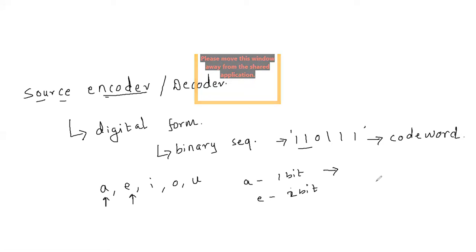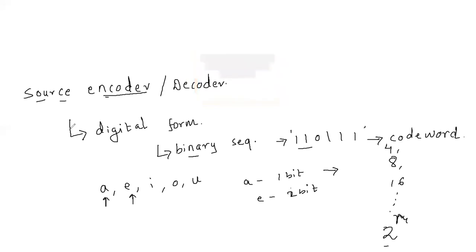So the code word can be of any size. It can be a 4-bit code word, an 8-bit code word, a 16-bit code word, and so on. Usually it is in terms of 2 raised to n. Why 2 raised to n? Because the information is in the form of a binary sequence, which has base 2, so 2 raised to n will always double with the increased power of n. So the prime function of the source encoder is to assign binary bits to the corresponding information coming from the information source.